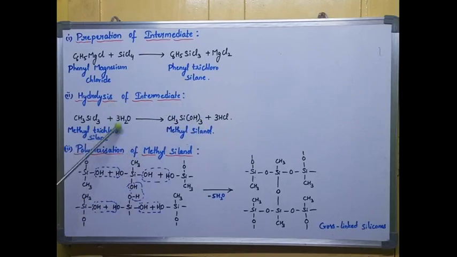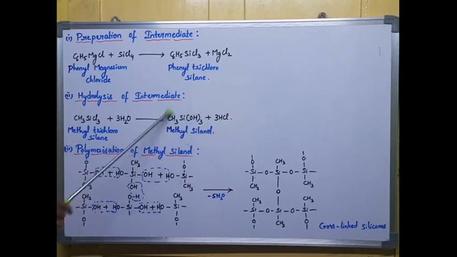Three molecules of water we are taking here. So 3 OH ions replace 3 chloride ions, producing methyl silanol, and the 3 chloride ions react with 3 H plus ions coming out as a byproduct, that is 3 HCl. Okay, so now third step, I am doing the polymerization.